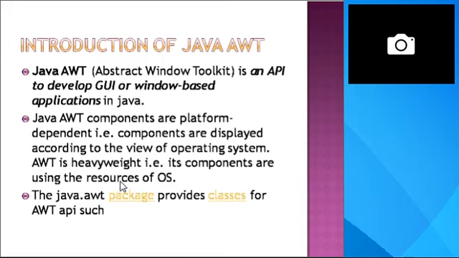AWT is basically an API. API means application programming interface, which works between two sides, the client side and maybe the server side. Java AWT components are platform dependent. Examples of AWT components are component, container, window, panel, frame, button, label, and so on.